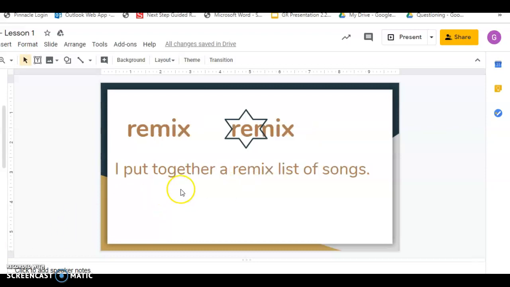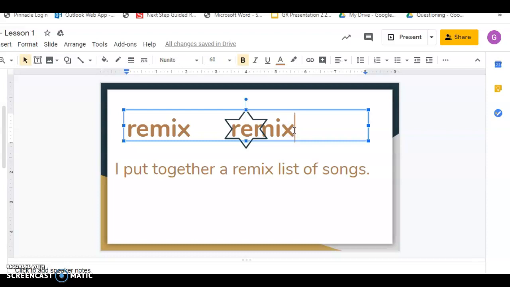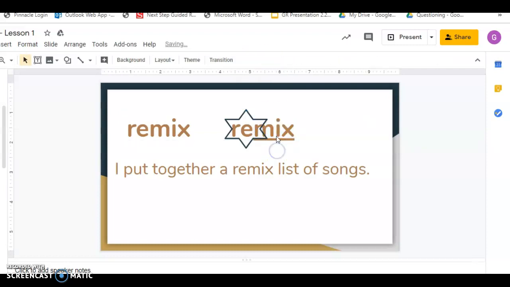How about this one? First is we have to find the prefix, which comes at the beginning, re, and circle it. Then next step is we underline the rest of the word and read it, mix. The last step is to read the whole word, remix. I put together a remix list of songs. I put together a list of songs again that I knew.